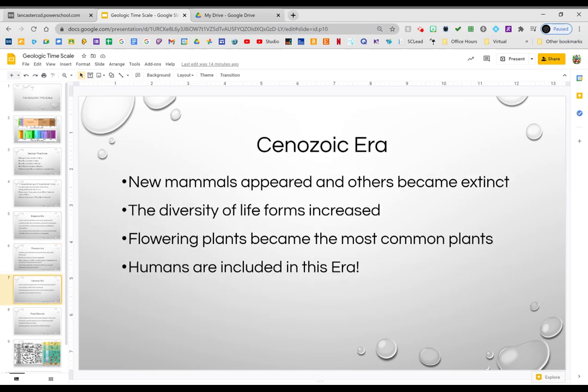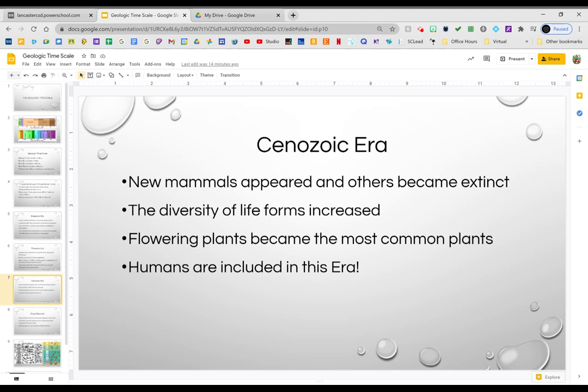And this is our current era. We have new mammals. There's some that have become extinct that we can find fossils of. We know they're not here anymore. We have new kinds of mammals. We've got diversity of life increasing, so there's more different kinds of creatures that live on Earth. Flowering plants become the most common type of plants. And finally, we get to humans in this era.